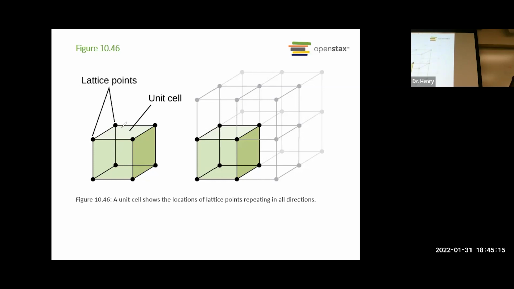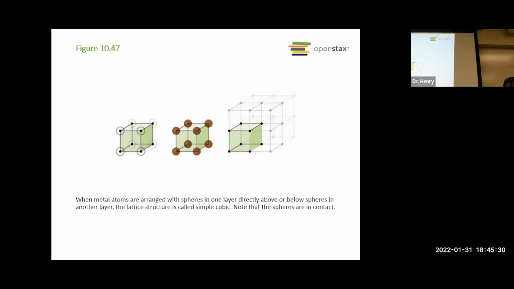So lattice points are just the points at each of the corners, yes. And each of those is going to represent an atom, okay? Or a molecule. So if we're talking about a metallic atom, this represents each point of that atom, okay? And this is called a simple cube, right? Because it's a simple cube.